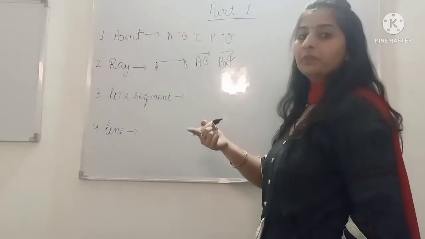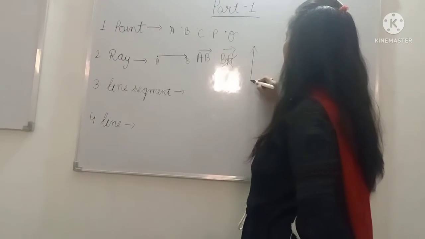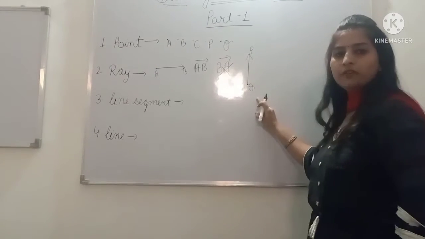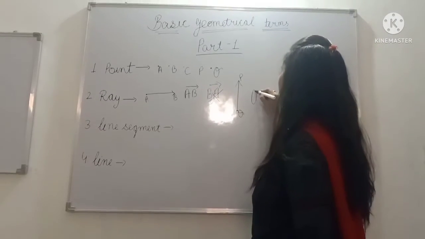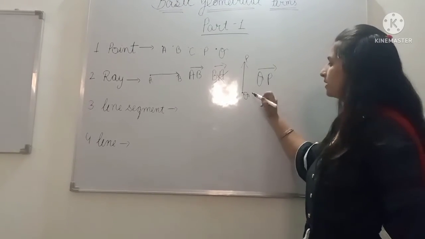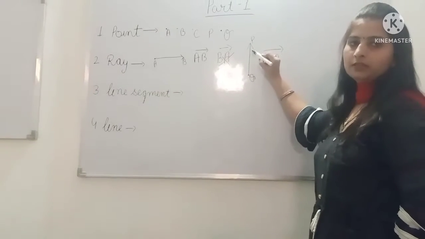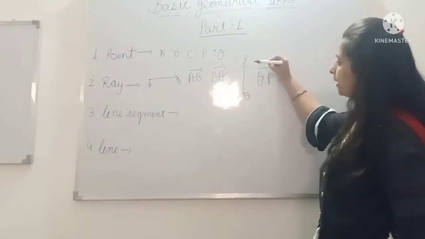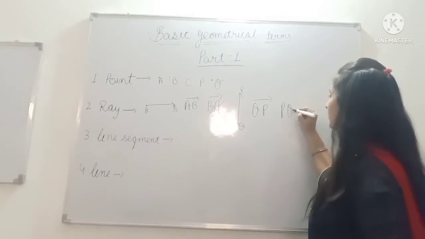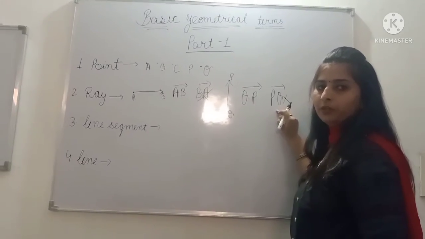A ray can be in any form, it can be in vertical form also. This is a ray also, this is the point source, this is P and this is Q. So how shall we write it? We shall write it ray QP. This is the right way because the endpoint is Q and it extends indefinitely on the other side. We cannot write it like ray PQ. This is the wrong way.